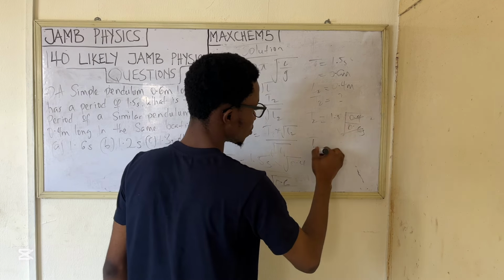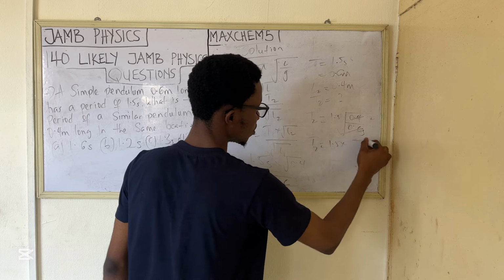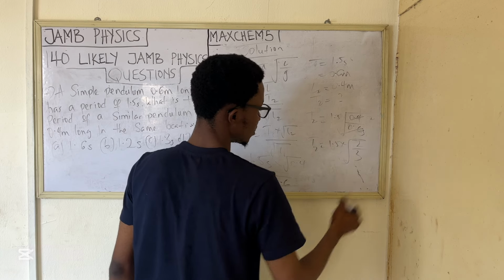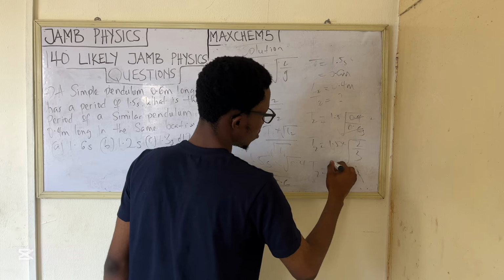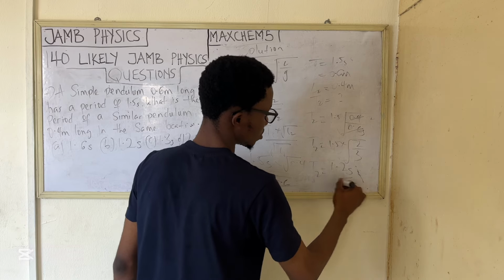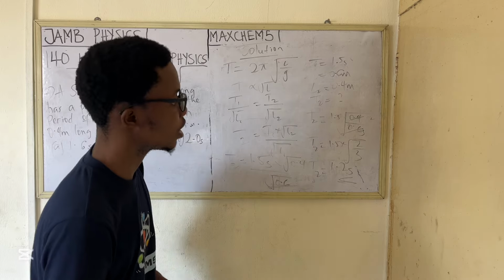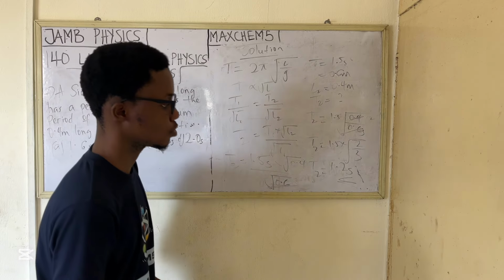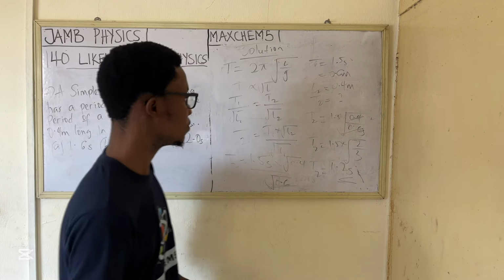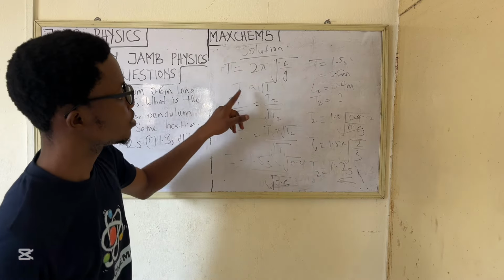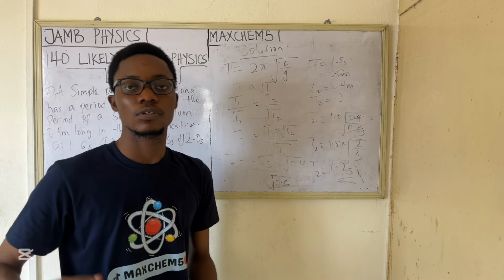So we now have T2 is equal to 1.5 times square root of 2 over 3. Then that gives us T2 is equal to 1.2 seconds. If you calculate the square root of 2 over 3 multiplied by 1.5, which is our T1, it gives us 1.2 seconds.